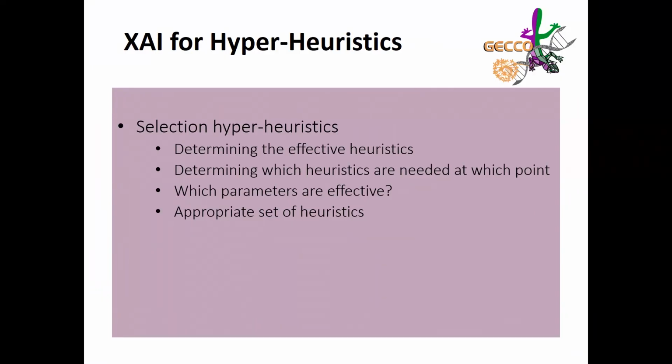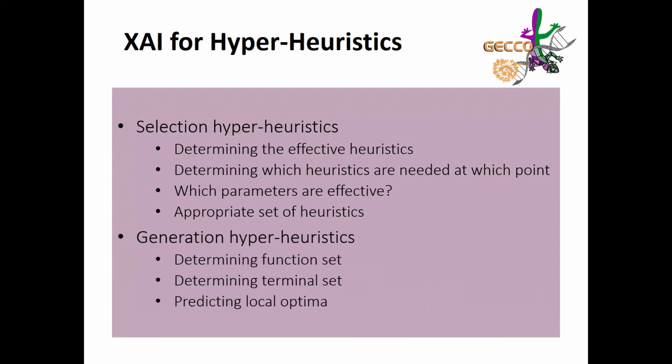So the one is determining the effect of the heuristics, determining which heuristics are needed at which point, what parameters are effective, what's the most appropriate set of heuristics to use. And then, of course, when it comes to generational hyperheuristics, we want to actually see what's the right function set, what's the right terminal set, and work that we've just completed now is the whole idea of predicting when you can get stuck in a local optima.